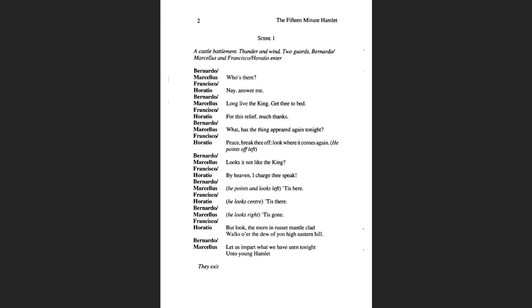So these guards have seen something on the castle battlements, which is like the wall outside where you shoot arrows from. And the thing they have seen is the ghost of Hamlet's father. So they have seen the ghost of Hamlet's father, and they're like, whoa, that's spooky, and they want to go and tell Hamlet about it.